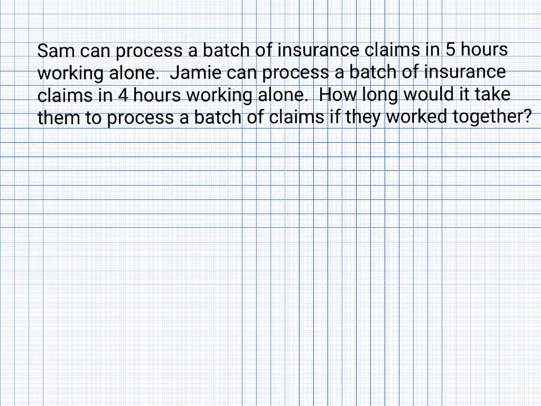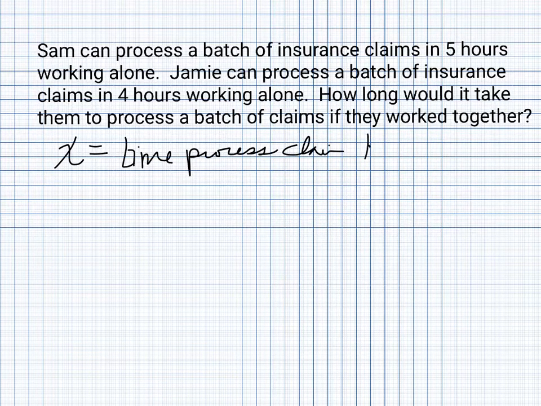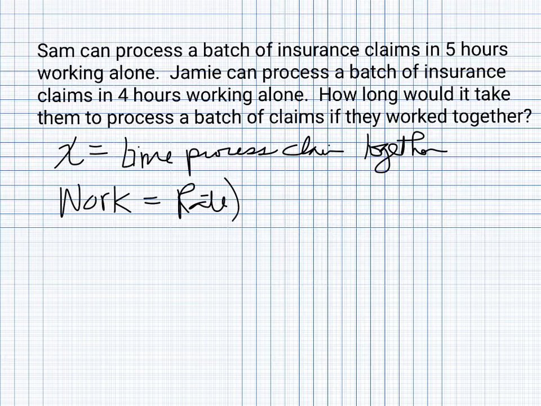So first, we need to define our unknown. The question is, how long would it take them to process the batch of claims if they work together? So let's allow that to be x. So x equals time to process claims together. Now, our basic formula in these sorts of situations is that the work done is equal to the rate at which you do the work times the time at which you do the work.